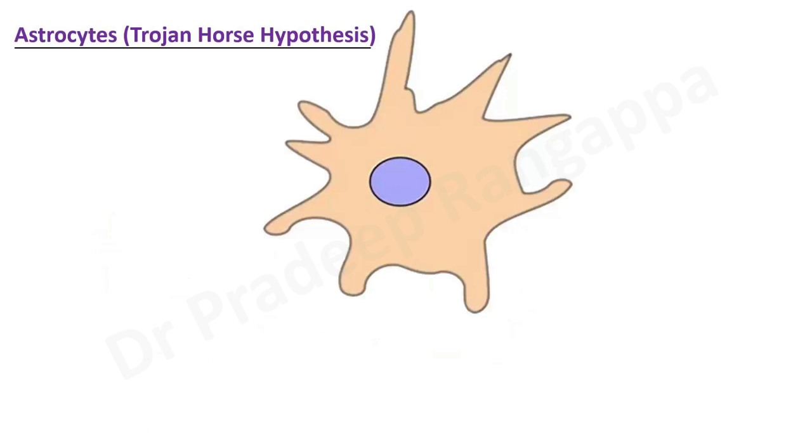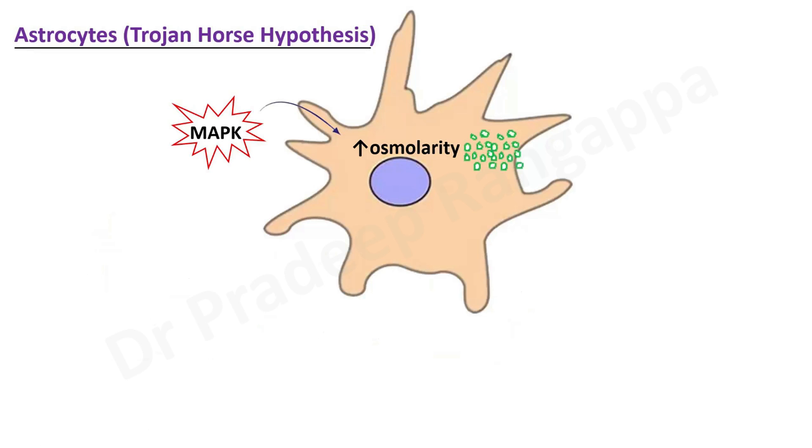So then there is something called Trojan horse hypothesis, which typically happens in astrocytes. So in astrocytes, they found there is increase in the osmolarity, and there is mitogen activated protein kinase, which leads to increase in the brain edema within the astrocytes. And this brain edema gets worsened and mediated by these aquaporin 4 channels, which lead to worsening of this brain edema. And within the astrocytes, there is increased conversion of ammonia. Because there is accumulation of ammonia, it gets converted to glutamate. So the glutamate concentration within the astrocytes goes up. So all this leads to worsening of encephalopathy.